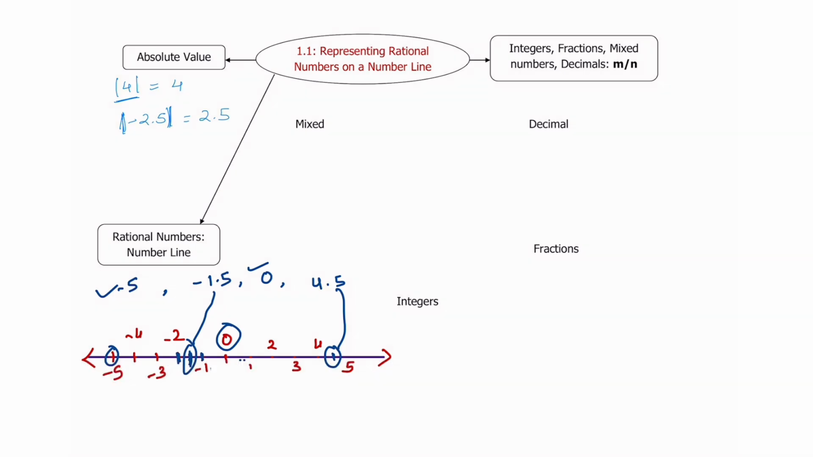Let's move to the last part, which says integers, fractions, mixed numbers, and decimals, representing them in the form of m over n format. To begin with, we take mixed numbers. What are mixed numbers? Mixed numbers are usually represented as, for example, 3 and 4 over 5. Let's take that as an example. So that's a mixed number. Now we need to convert this mixed number into the format of m over n.